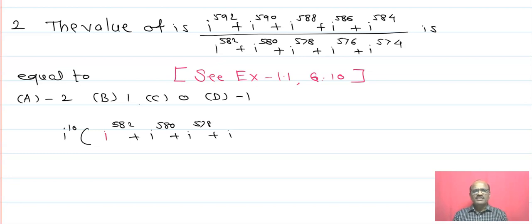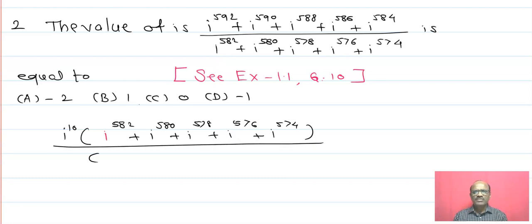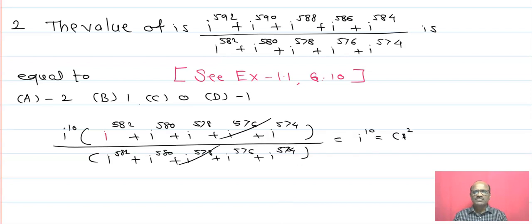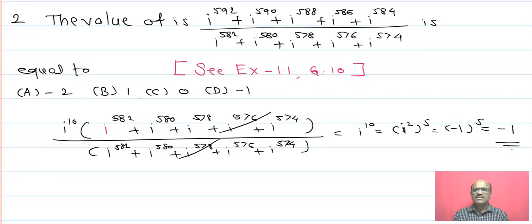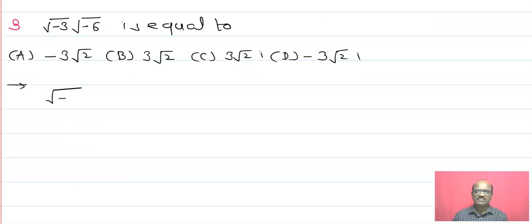Now from the numerator and the denominator, take i raised to 10 as common. Then in the bracket you will get i raised to 582, i raised to 580, i raised to 578, i raised to 576, i raised to 574, divided by the same terms in the denominator. See this, that is i raised to 10. The value of i raised to 10 is (i square) raised to 5. Therefore (minus 1) raised to 5, and overall the answer is minus 1.